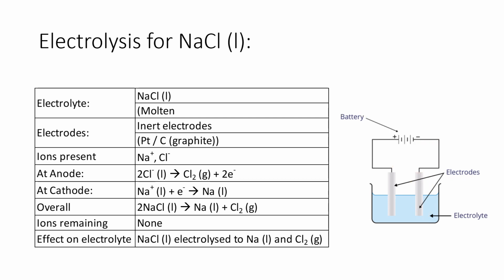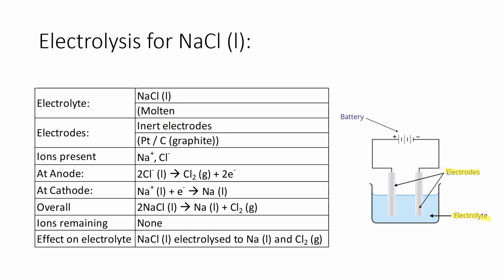Next thing, the electrodes. For the electrodes, instead of writing electrodes, label them inert electrodes. In your syllabus, there are two main examples of inert electrodes. One is platinum, the other is graphite, which is actually carbon. Then for the electrolyte, in this example we are going to use molten NaCl. You can write NaCl liquid or molten NaCl; either one is fine.